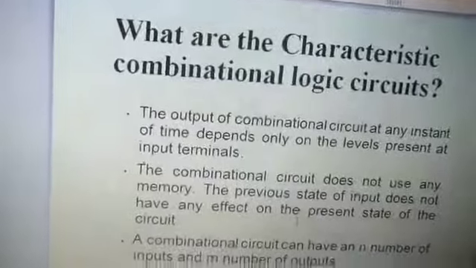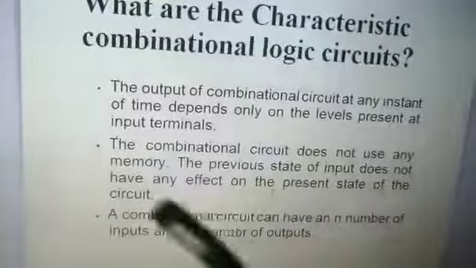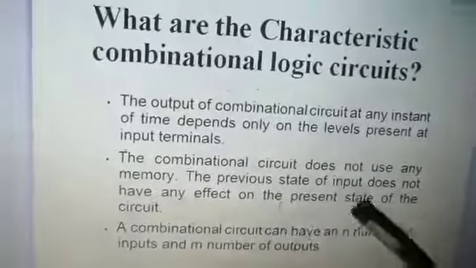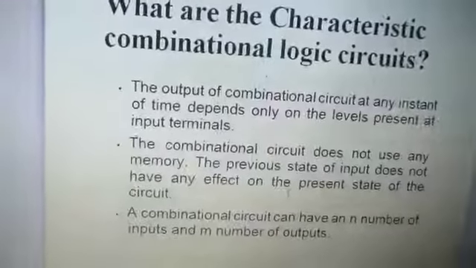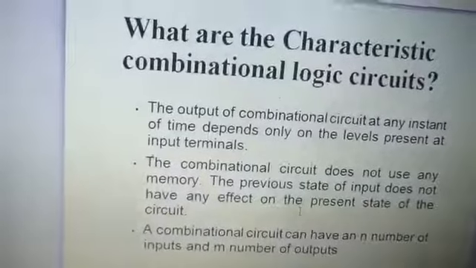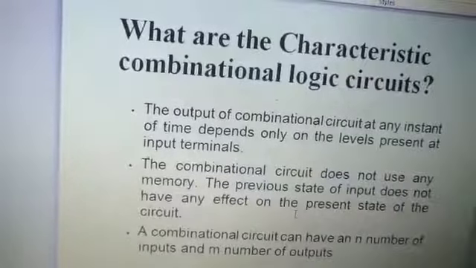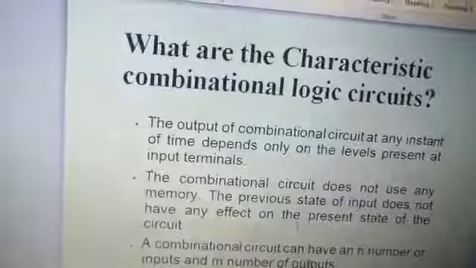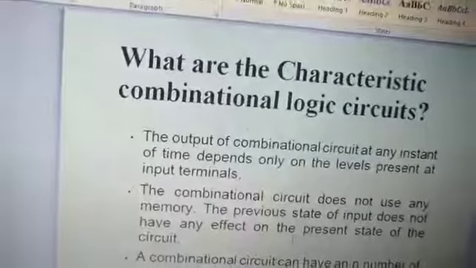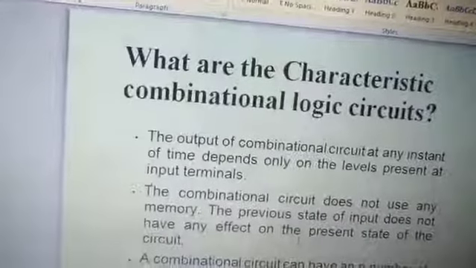The next feature is that the combinational circuit does not use any memory. The previous state of an input does not have any effect on the present state of the circuit. It does not contain any memory space, so it is not able to hold the previous output, and then it will not affect the current output. Only the input you are giving right now will affect the current output, not the previous input.